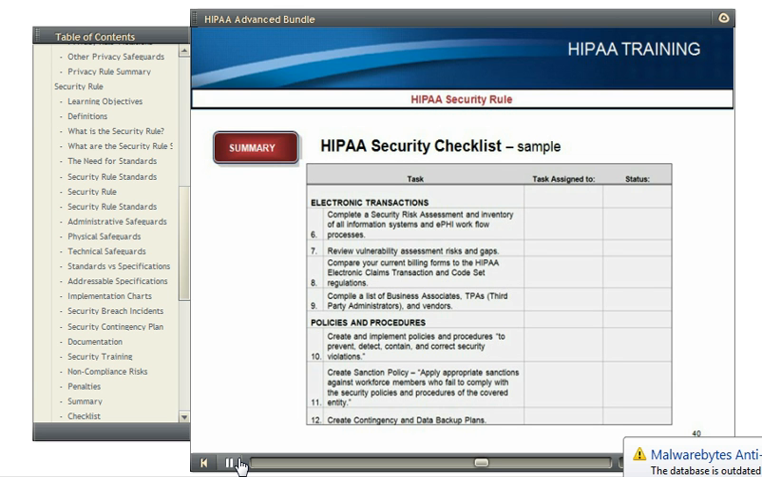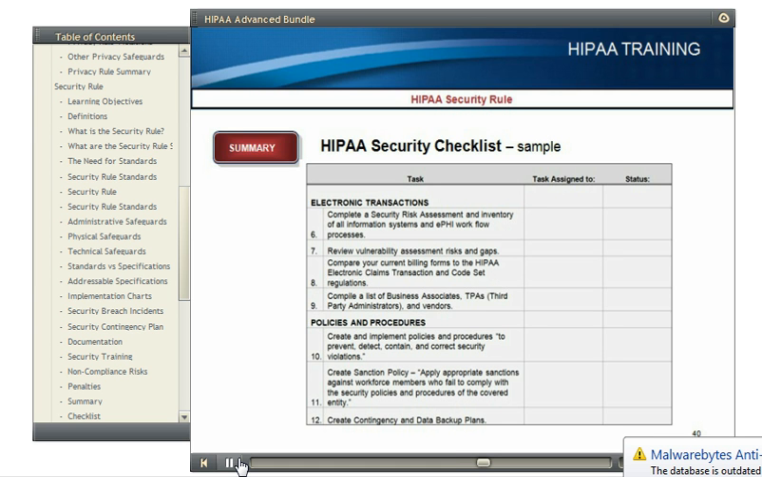6. Complete a security risk assessment and inventory of all information systems and EPHI workflow processes. 7. Review vulnerability assessment risks and gaps. 8. Compare your current billing forms to the HIPAA electronic claims transaction and code set regulations. 9. Compile a list of business associates, TPAs, third-party administrators, and vendors.